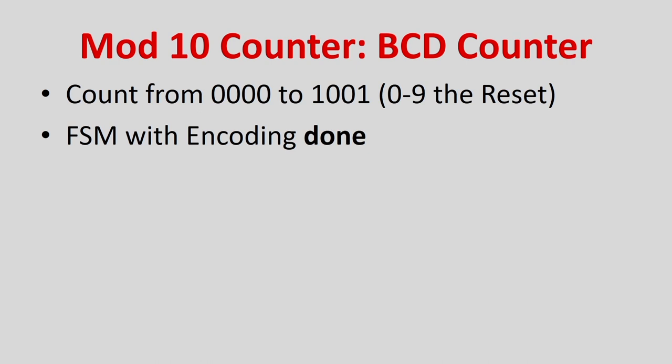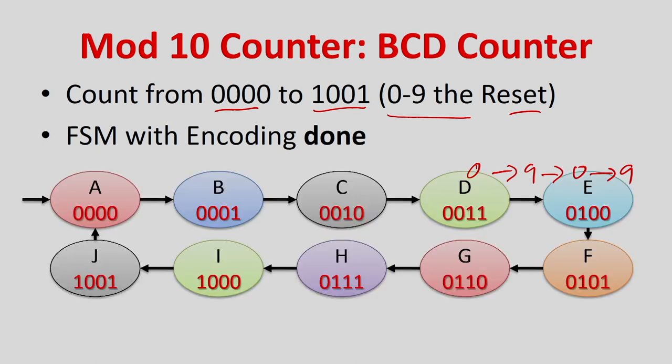Suppose a mod 10 counter or BCD counter counts from 0000 to 1001, that is 0 to 9, and then resets and repeats. So it counts 0 to 9 and then is reset to 0 and again counts to 9. This is the FSM, and the encoding is done because each state represents its value: 0 represents 0, 1001 represents 9. So this is the very simplistic diagram of a mod 10 counter. It starts with 0, 1, 2, 3, 4, 5, 6, 7, 8, 9, and after 9 it resets to 0 again and this repeats.